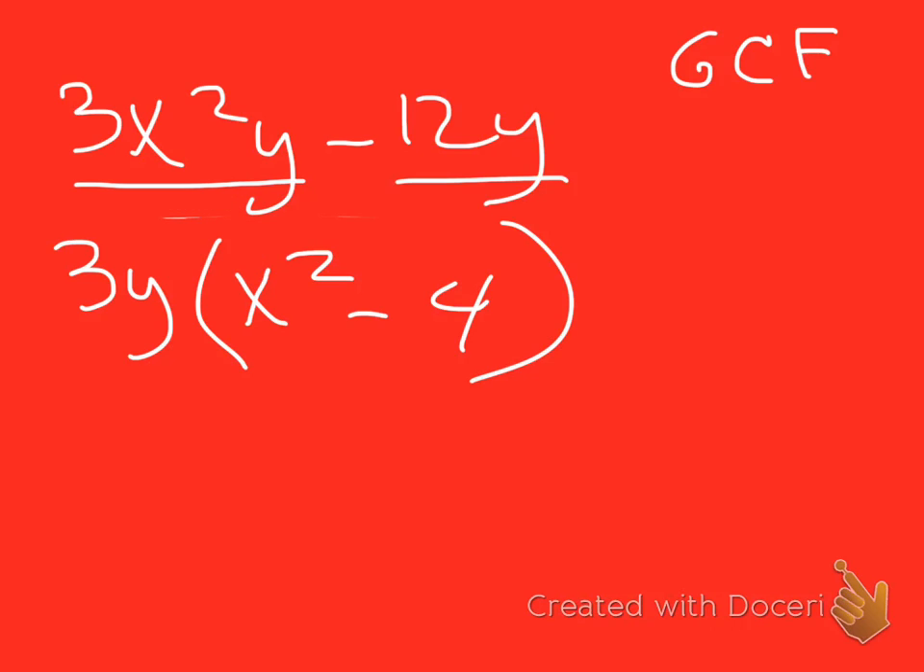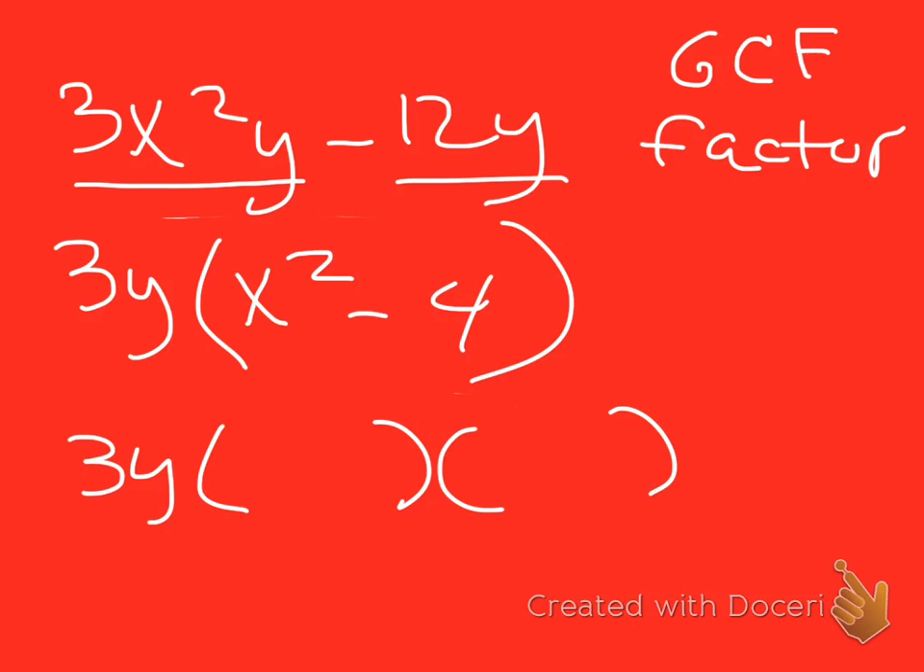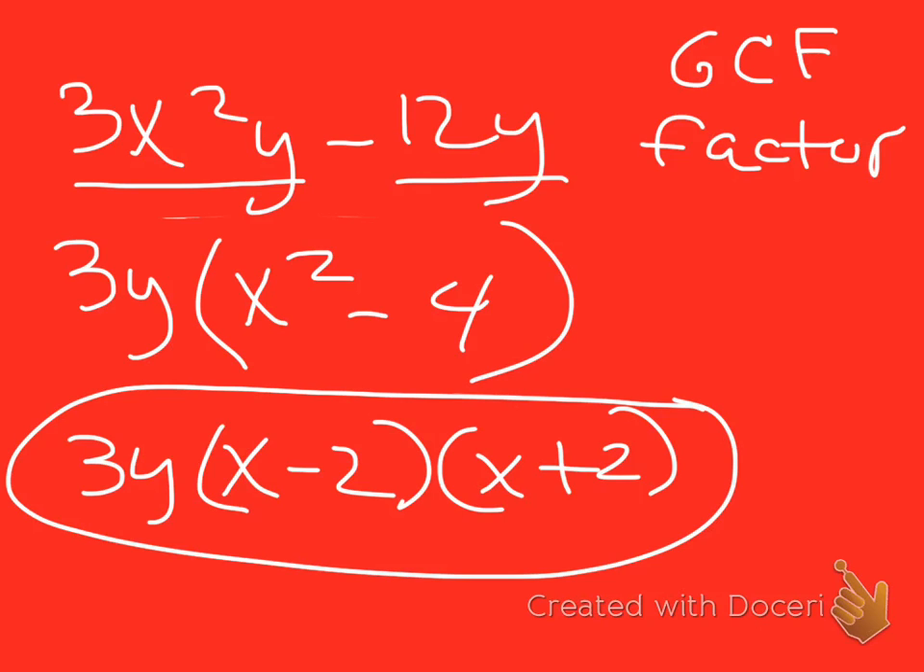Now, when they say factor completely, we have to look to see what we had left. Can it be factored now? X minus 2 and x plus 2. Yes. And so we bring down what we've already done, the 3y, and this thing can be factored again into x minus 2 and x plus 2. This is the factor completely. You've already been doing this, especially when you've been canceling your rational expressions.